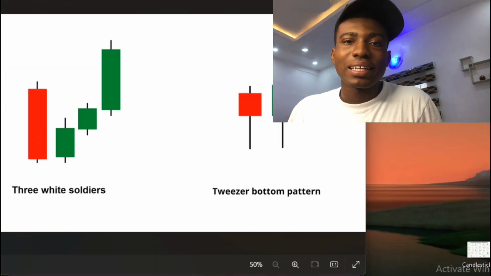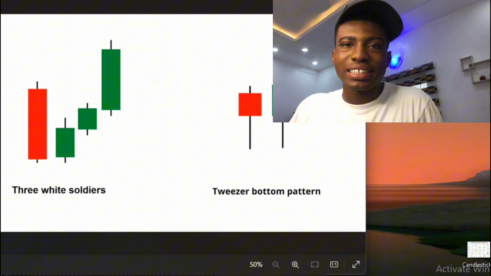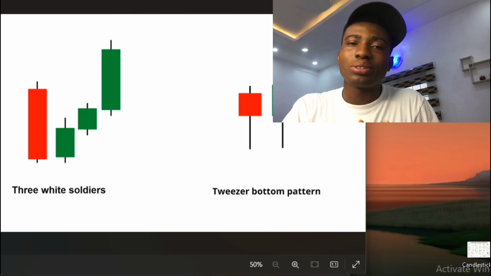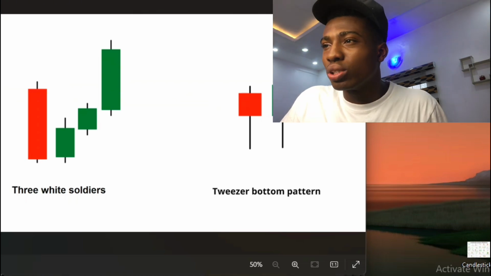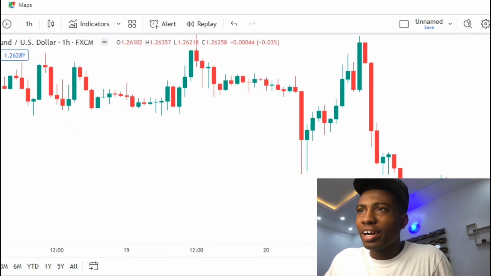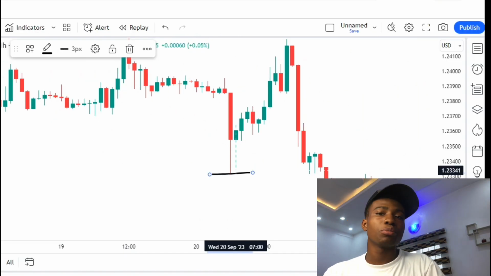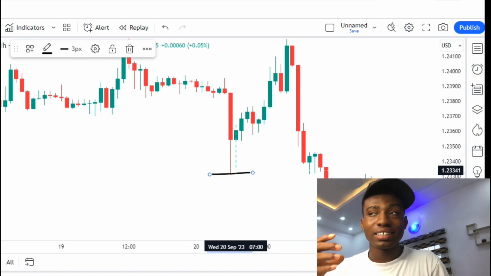Now this candlestick pattern is very efficient. I mean very efficient. 9 out of 10 times when you see this, it's going to happen. So let me show you guys on the charts. Now if you could look right here, there's a tweezer happening here. Now this is the easiest confirmation that you could get that the market is in a support zone.